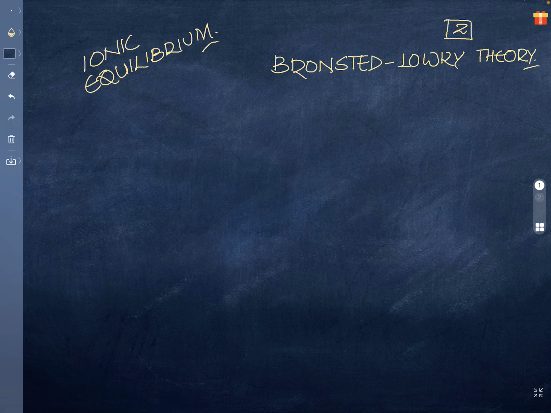So Arrhenius theory says that H plus is the donating acid, and OH minus is the donating base, in water. This theory is called protonic theory. Here the acid means proton donor, and base means proton acceptor. If a proton is given out, that is acid. If a proton is accepted, that is base. Very, very simple line.